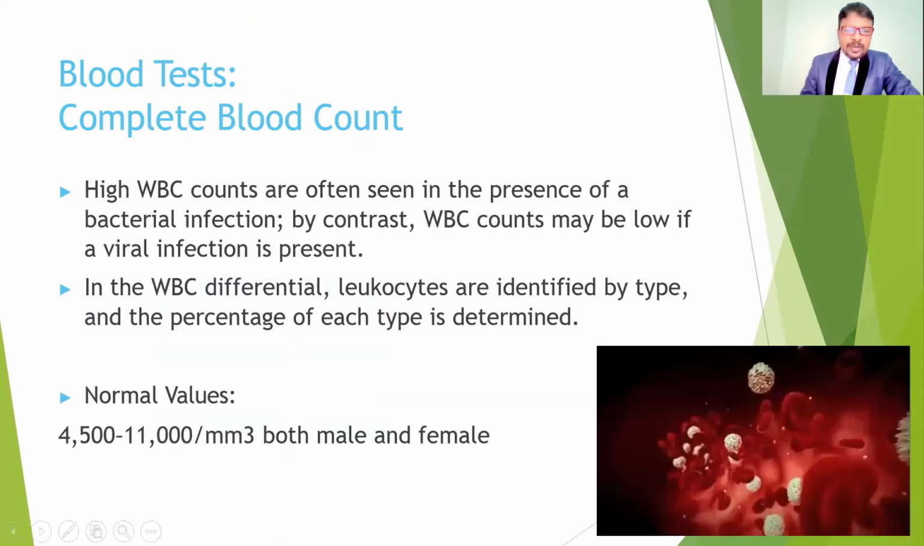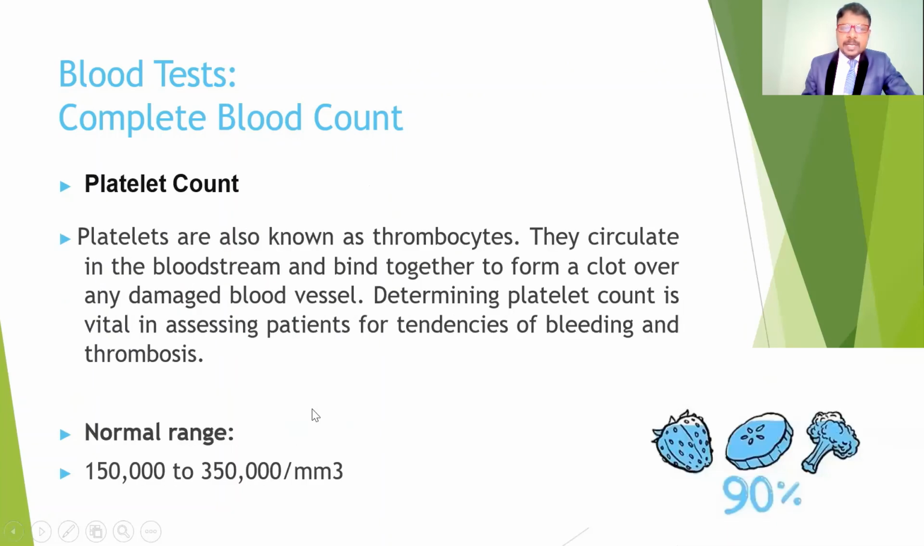And also this is the normal value. If you see, the normal value is 4,500 to 11,000 per cubic millimeter. And this is the same in both males and females. So that is the complete blood count about the WBC count. And next, about the platelet count.